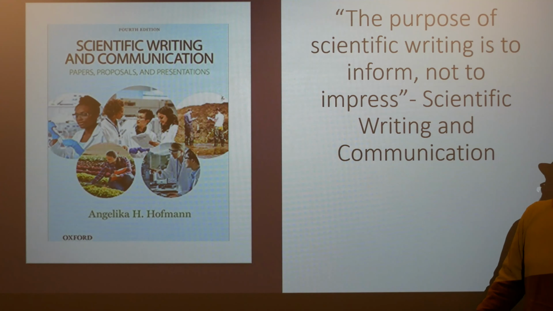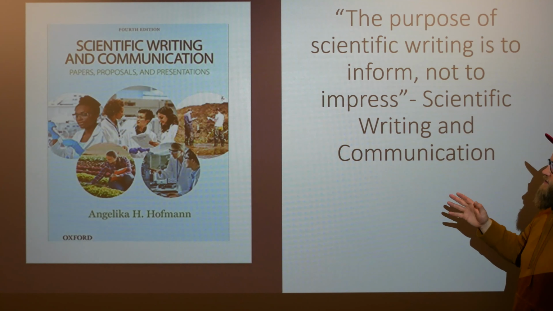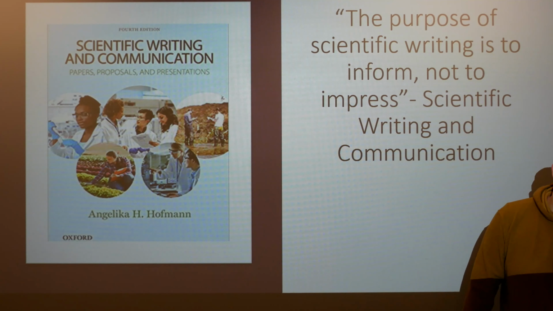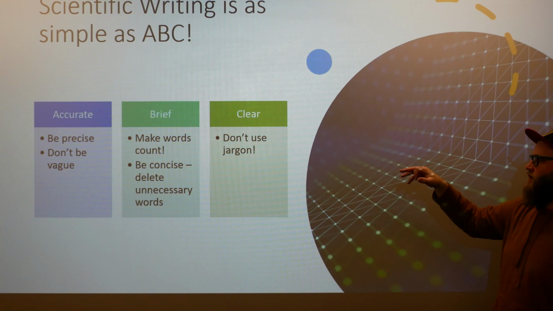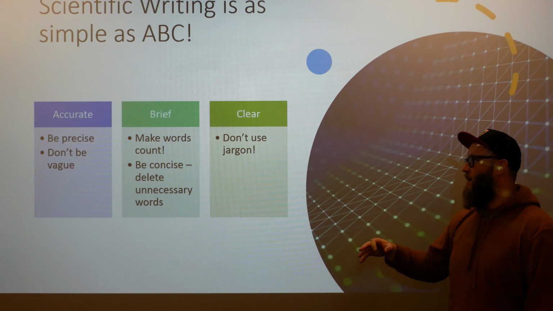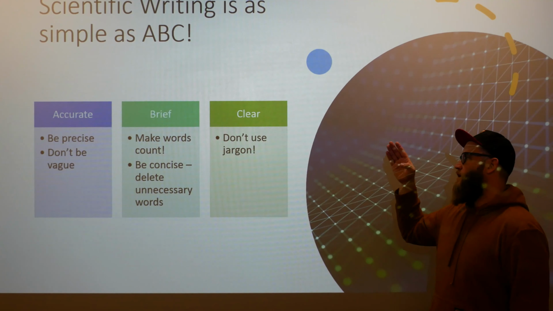So I like this too. The purpose of scientific writing is to inform, not to impress. ABC: accurate, brief, and clear. Be precise, don't be vague. Make words count.